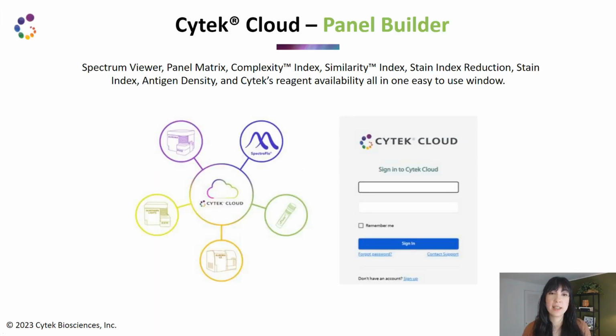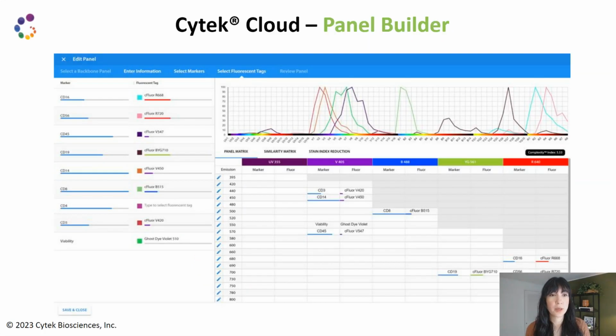So for Cytek Cloud, it's a tool that we have recently released. There's a ton of really great information in there. It has all of the tools that I've already mentioned up to this point. It also has all of our kits listed. It has all of the OMIPs listed in there as well. So if you want a starting place, you can start from a kit. You can start from an OMIP. That's an option for you. But if you want to sign up for a free account, you can just go to cloud.cytekbio.com and create your own account. Let me show you how the panel builder works.